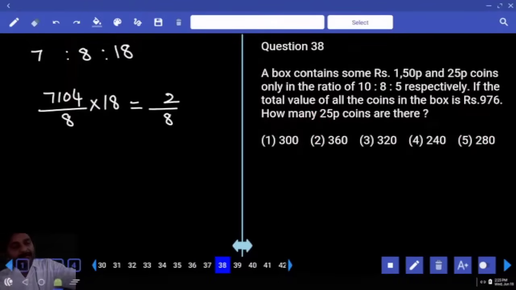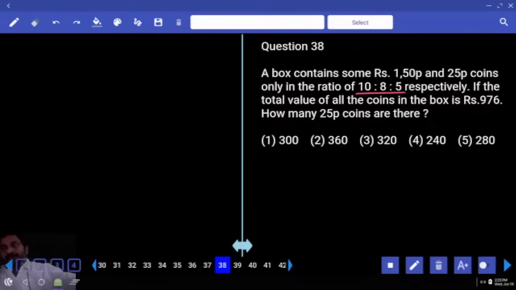A box contains some 1 rupee, 50 paisa, 25 paisa coins only in the ratio 10, 8, 5 respectively. If the total value of all the coins in the box is 976 rupees, how many 25 paisa coins are there? Ratio, that is about number of coins only? Is it about amount or coins? The question is about 25 paisa coins. How many parts are there? The answer should be a 5 multiple. All are 5 multiples. So we have to calculate.